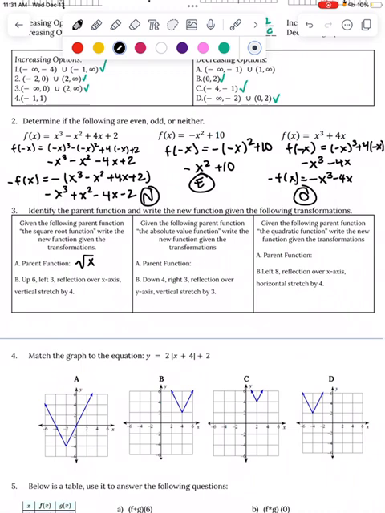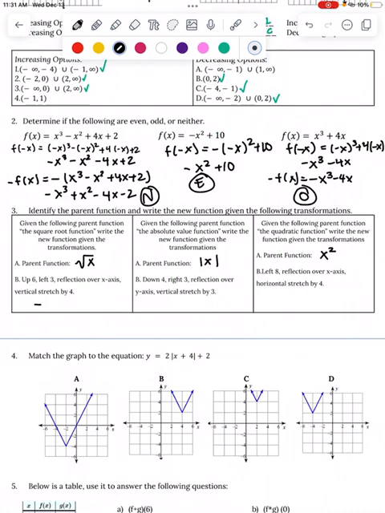Absolute value one and quadratic. Next up, 6, left 3, reflection over x-axis, vertical stretch by 4. And I'm looking at my handout. You'll be able to use it on the test, same thing you use on your test. Reflection over the x-axis, so I'm going to have a negative and vertical stretch.